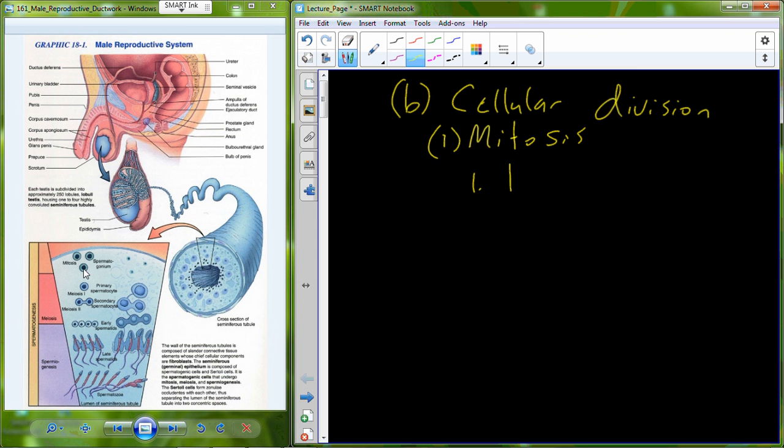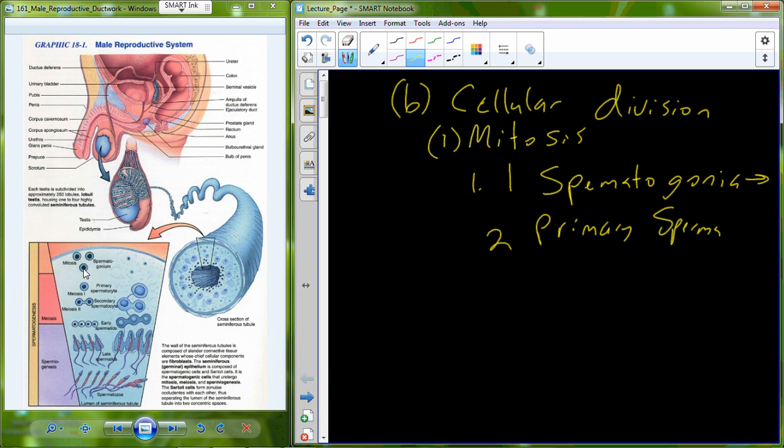So if we take a single spermatogonia, and we send it through mitosis, we split that cell into two new daughter cells, we have two additional cells, and we're going to call those two primary spermatocytes. So from our spermatogonium, one of them will divide and form two primary spermatocytes. These cells are still both diploid. So if we're talking about humans, how many chromosomes are present in these primary spermatocytes? We're going to have 46 chromosomes, 23 pairs.